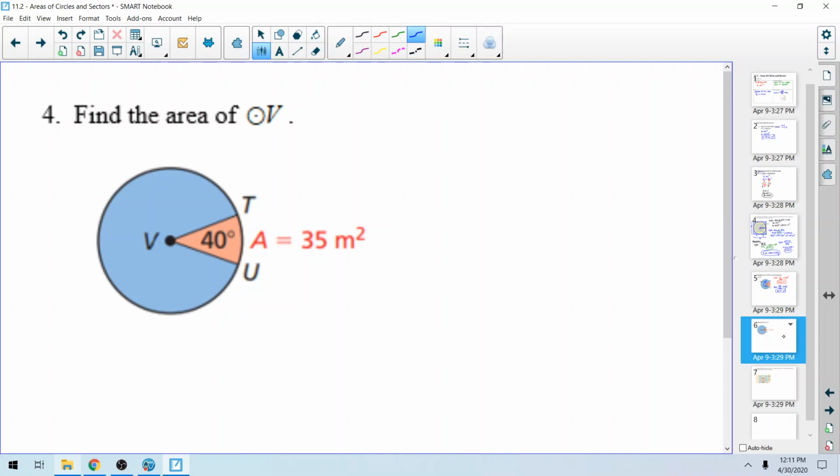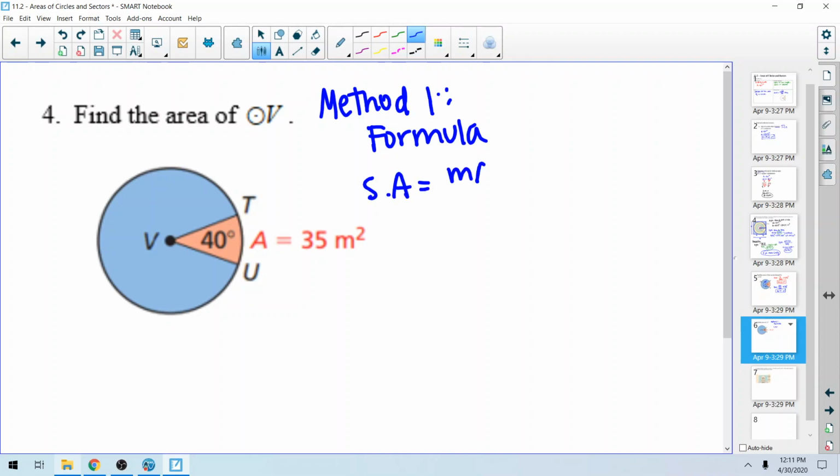Find the area of circle V. So this time they gave you the area of the sector. Okay, so if you see that little red A, that's not the area of the whole circle, that's just the area of the sector. And we have to find the area of the whole circle. So we're going to do this two ways. Method 1, we're going to use the formula. So sector area equals the measure of the arc out of 360 times the area of the circle.